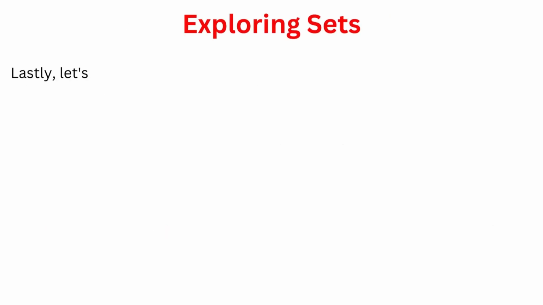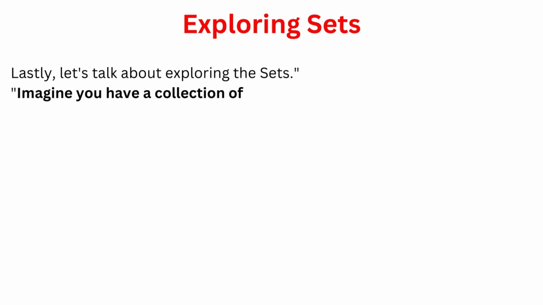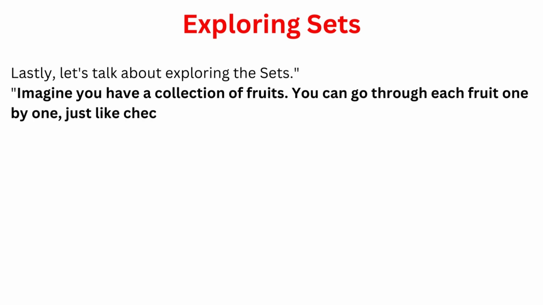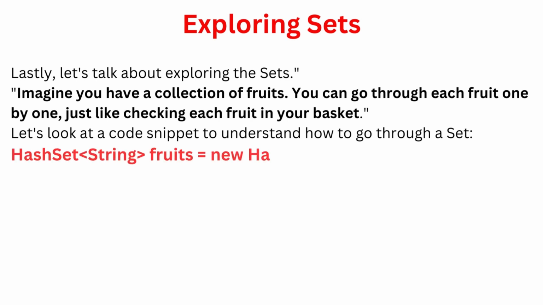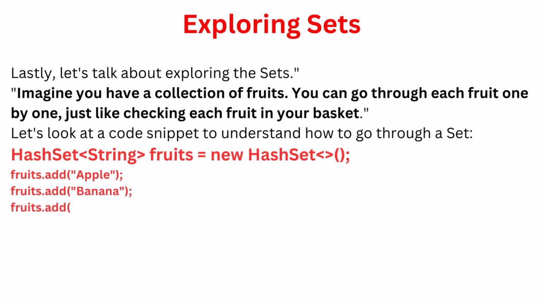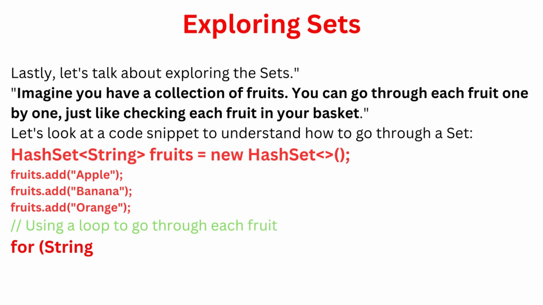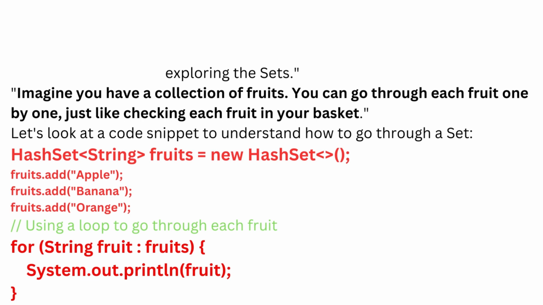Exploring sets. Lastly, let's talk about exploring the sets. Imagine you have a collection of fruits. You can go through each fruit one by one, just like checking each fruit in your basket. Let's look at a code snippet to understand how to go through a set. HashSet<String> fruits = new HashSet<>(). HashSet is created. Now we are adding some fruits in this fruit set. After that we are iterating with an enhanced for loop. You can also use a simple for loop. So String is the type of set, fruit is the variable name and fruits is our set name. So we can use simply this.